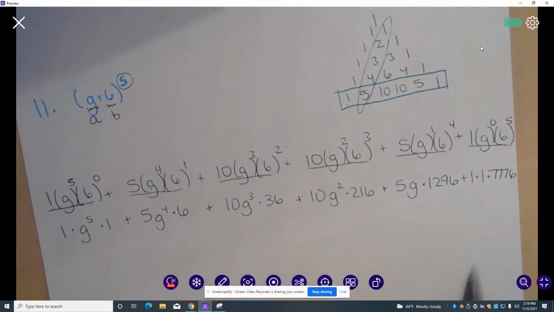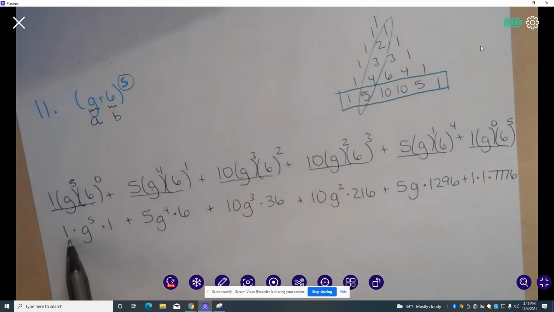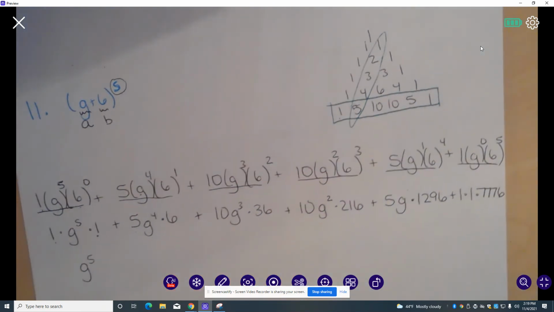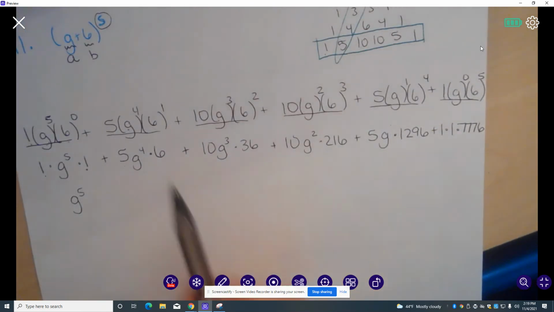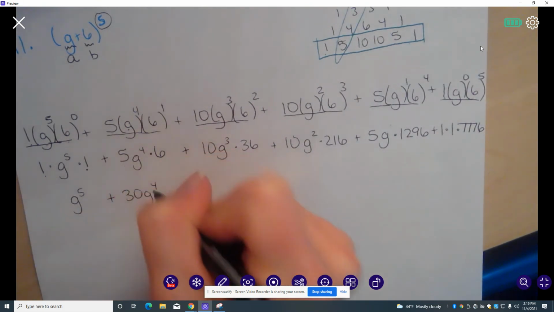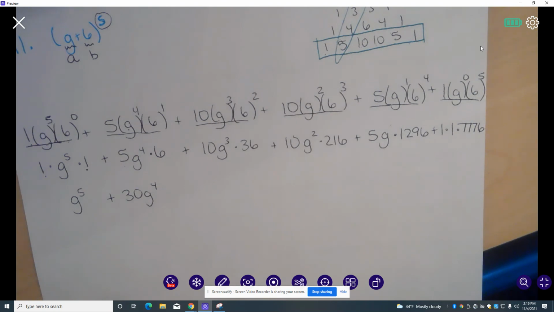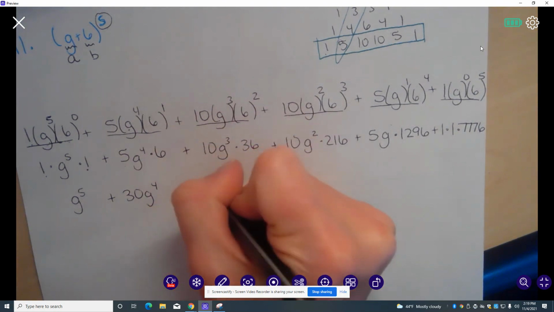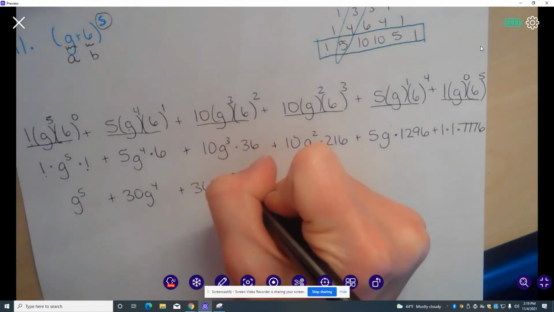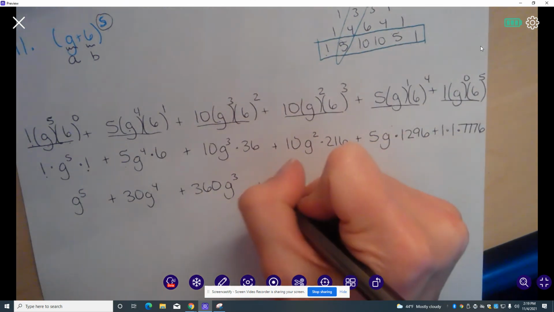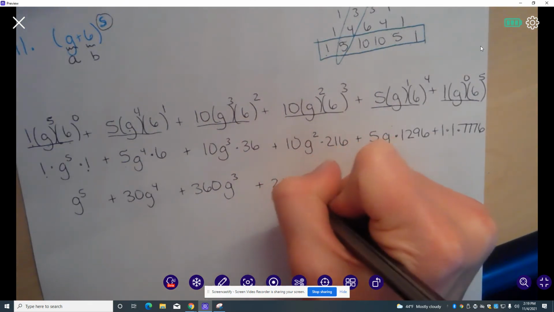I'm just going to multiply everything and simplify. So 1 times a 1, that's just 1. This term simplifies to G to the 5th power. Okay, 5 times 6 is 30. So this simplifies to 30 times G to the 4th power. 10 times 36 is 360. 10 times 216 is 2,160.